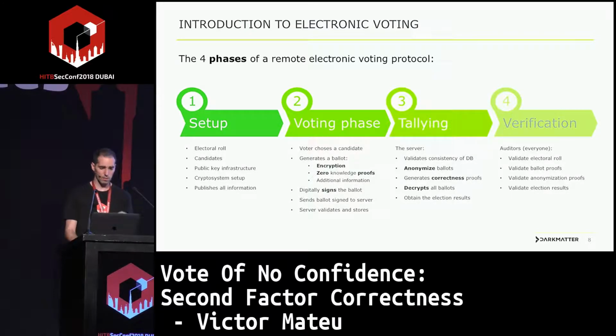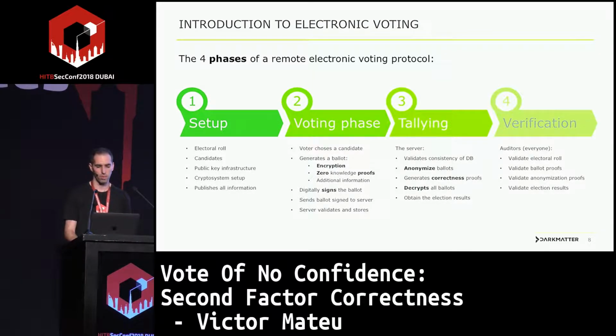In this phase, the voter basically chooses the candidate, and then he needs to encrypt, to compute zero knowledge, to add some several information, and then digitally sign the ballot and send it to the server. This step is a very complicated step from the point of view of a voter, so you need to find something to make it easier.